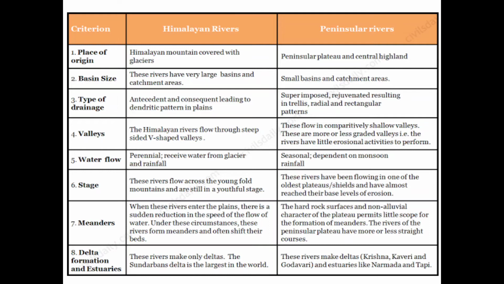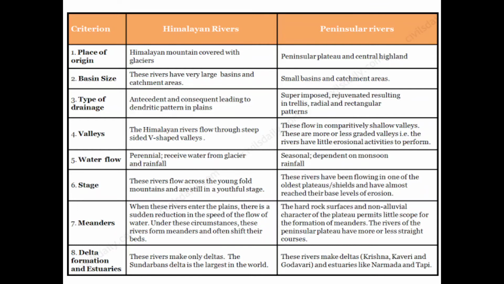Himalayan rivers flow across the young fold mountains and are still in youthful stage. And peninsular rivers have been flowing in one of the oldest plateaus or shields and have mostly reached their base levels of erosion. Meanders. When the Himalayan rivers enter the plains, there is sudden reduction in the speed of the flow of water. Under these circumstances, these rivers form meanders and often shift their beds. Whereas in peninsular rivers, the hard rock surface and non-alluvial character of the plateau permits little scope for the formation of meanders. The rivers of the peninsular plateau have more or less straight courses.